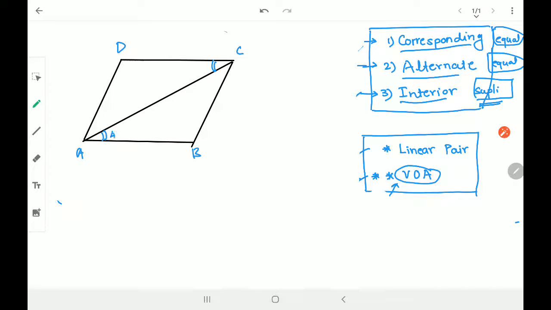ये अगर imagine 40 डिग्री होगा, just imagine how much this angle you are expecting. Come on, tell me how much this angle is expected. Isn't it also equal to 40 degree? Can you tell me in which category or from this one it falls? Okay, it is nothing but alternate angle.